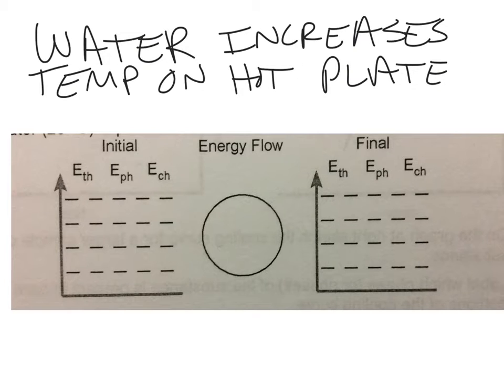So I'm going to do two examples for you of energy bar charts. First one I'm going to do is water increasing in temperature on a hot plate. So you'll notice that I've got two grids here. I've got one for initial and one for final. I'm going to start with initial. So I'm going to draw some blocks to represent how much thermal energy it starts with. It doesn't matter too much how many blocks I draw. I'm just going to draw one for now.